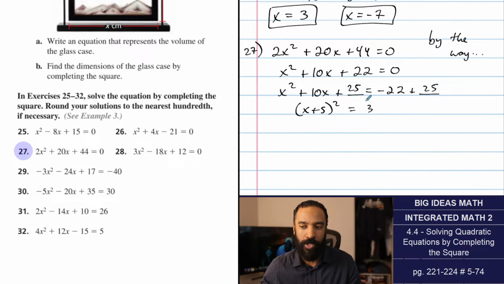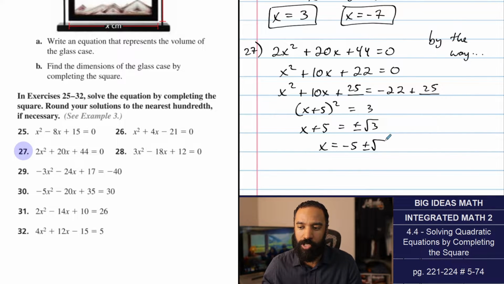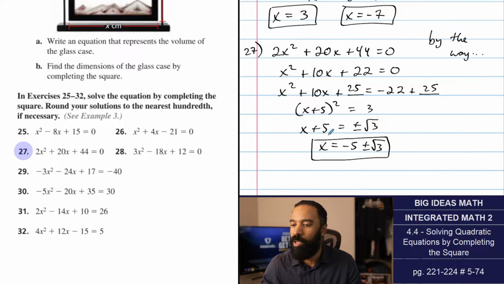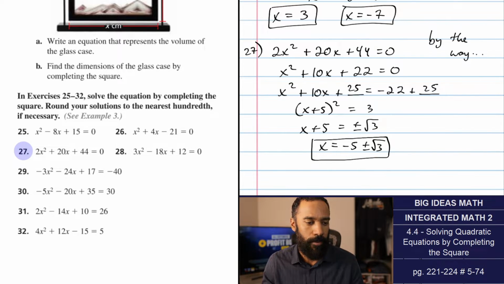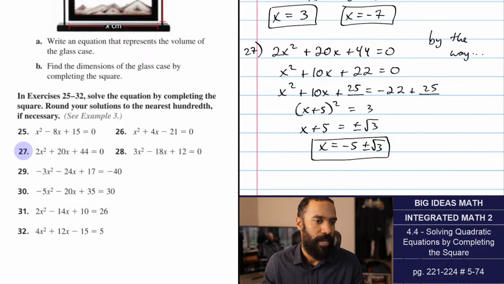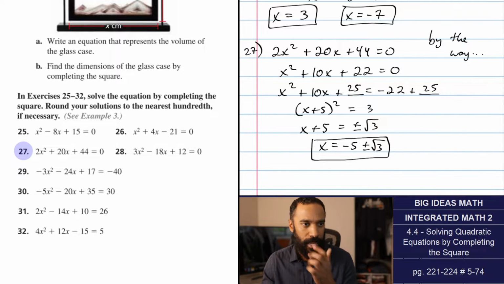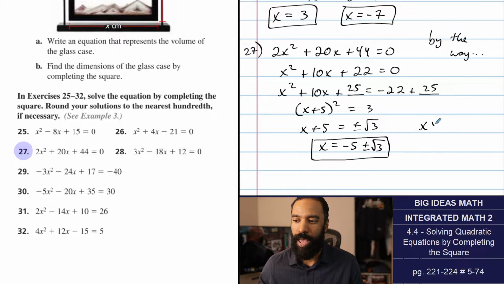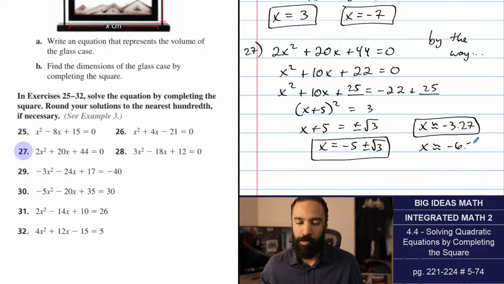It kind of lends to the fact that this wasn't actually factorable because the square root of 3 is, well, irrational. So plus or minus square root of 3, and now you have x equals negative 5 plus or minus the square root of 3 once we move the 5 over. They do want us to round to the nearest hundredth, so I'm going to get you those two values. Negative 5 plus square root of 3 being negative 3.27-ish, and negative 5 minus the square root of 3 being negative 6.73-ish. So x is about negative 3.27, and x is about negative 6.73.